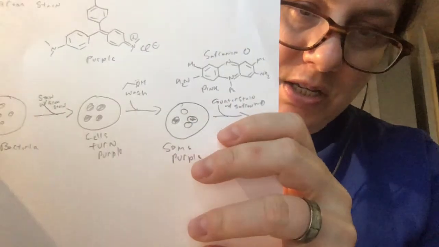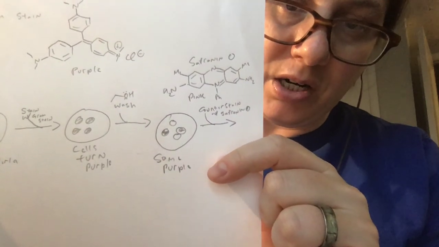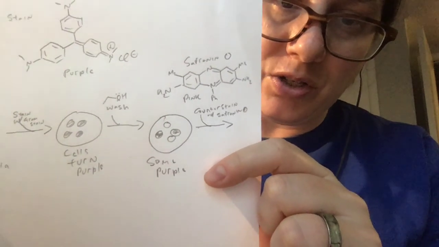So I'm going to draw safranin O here for you. This is all really commonly done. This is pink. So we're going to counter stain. So we're going to counter stain with this dye safranin O. We're going to counter stain these cells. And so the ones that are able to hold on to that gram stain are going to stay purple, and the ones that couldn't hold on to the gram stain are now going to turn pink from the safranin O. So we're going to have a mix of purple and pink bacteria.